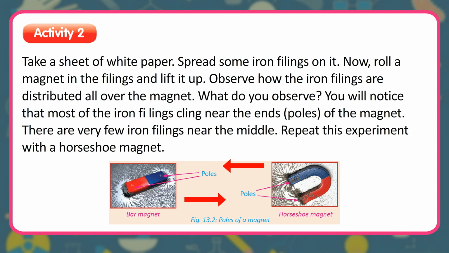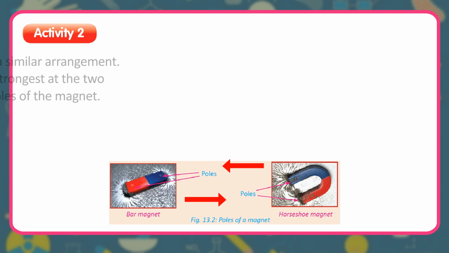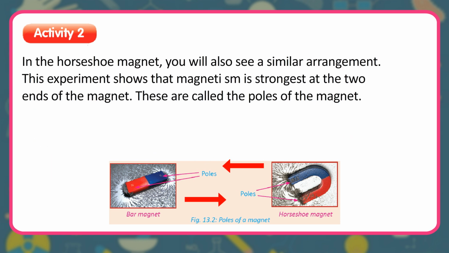Repeat this experiment with the horseshoe magnet. Bar magnet. Poles. Horseshoe magnet. Poles. In the horseshoe magnet, you will also see a similar arrangement. This experiment shows that magnetism is strongest at the two ends of the magnet. These are called the poles of the magnet.